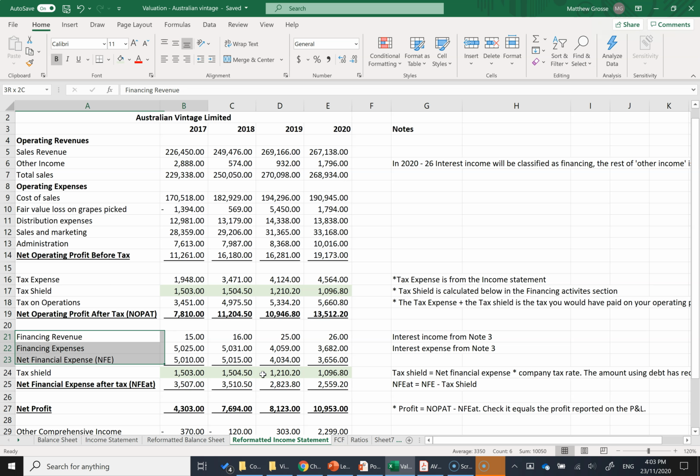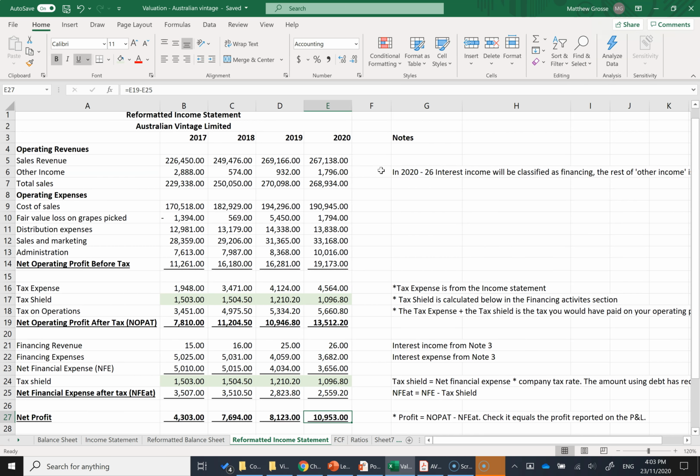I've also calculated the financing activities of the business, the financing revenues minus the financing expenses to get the net financial expense. Then I've taken into account the tax shield to get my net financial expense after tax. My profit hasn't changed. I've just reclassified where different accounts go. So we've now finished completing the reformatted income statement.